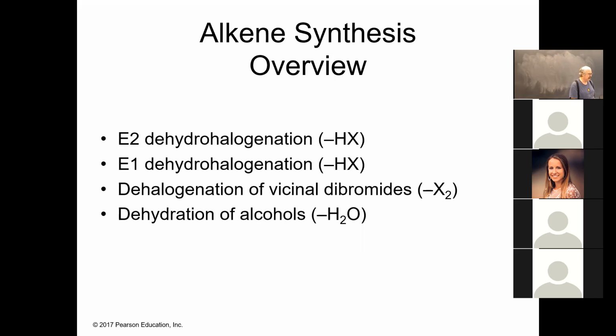So we're going to look at dehydrohalogenation. That's where we remove a hydrogen and a halogen from adjacent carbons. We can do dehalogenation, where we have a vicinal dihalide. Remember that's where we have a halogen on each of two adjacent carbon atoms. We can also do dehydration of alcohols, where we remove an H and an OH.